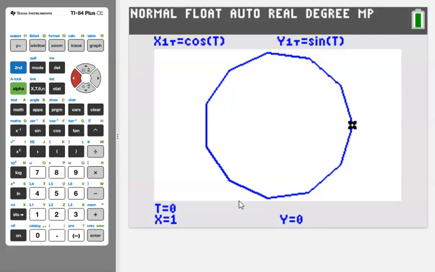This was a short one, so hopefully you enjoyed it. Remember, the best way to learn your calculator is to just use it and to practice. So until we meet again, practice, practice, practice.